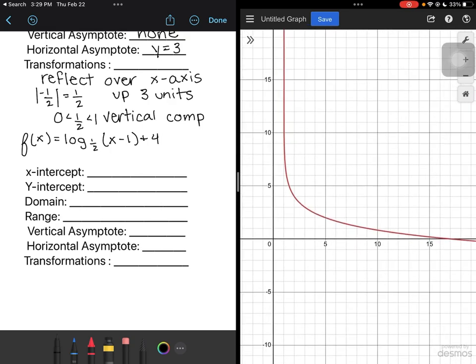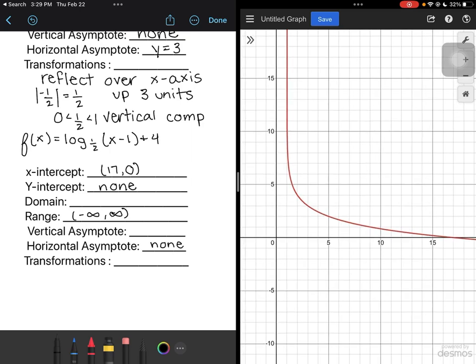So let's see what we got going on here. And go ahead and see that I have one intercept here, and that's where it crosses our x-axis. So I have an x-intercept of (17, 0). And I don't see a y-intercept anywhere, so that's a none. Domain is the one we want to come back to when it comes to these. So the range is what's going to be all real numbers. And we know that there's no horizontal asymptote because it's a log function.